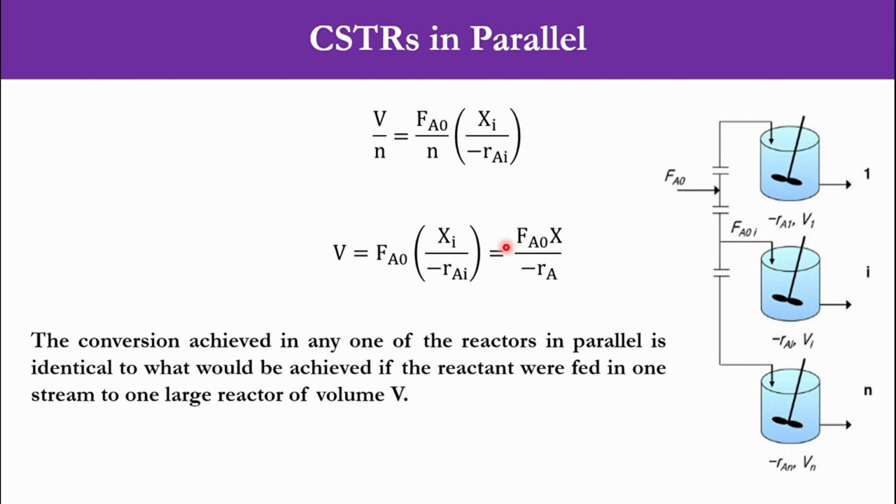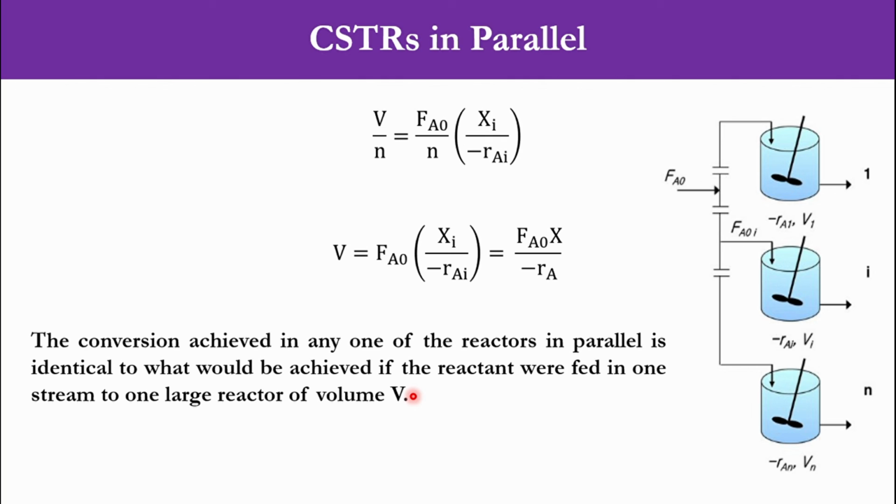What does that mean now? That means the conversion achieved in any one of the reactors in parallel is identical to what would be achieved if the feed were fed in one stream to one large reactor of volume V. It means that if we installed one single reactor, or divide into 3 parallel reactors or 4 or 5 parallel reactors, the overall conversion will be the same, the overall rate of reaction will be the same, the sum of all the flow rates will remain the same, and obviously the volume will also remain the same.